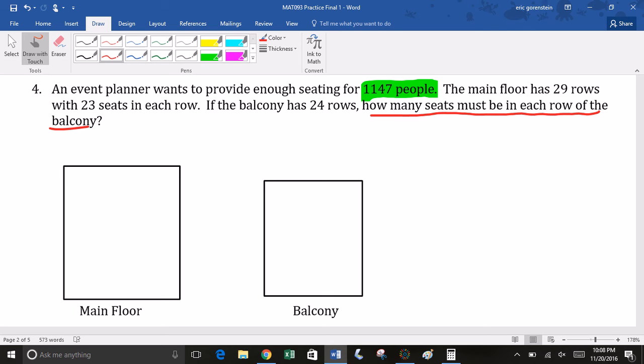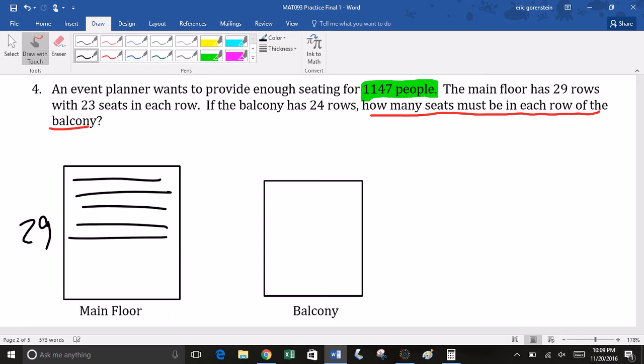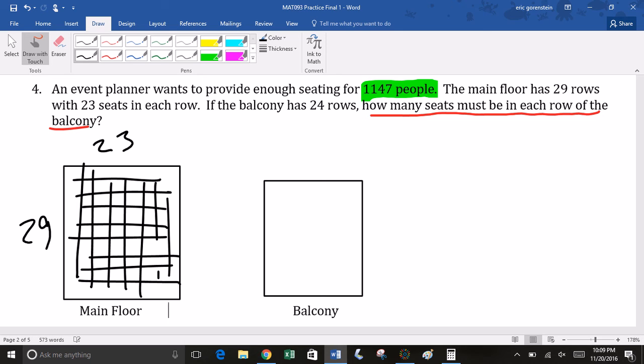Well, we know there needs to be a total of 1,147 seats. And notice I have a very basic visualization. Anytime you can draw a picture to represent the problem, it's usually a good idea. The rectangle on the left, I've labeled main floor. So we have 29 rows going this way, and each row has 23 seats, something like this.